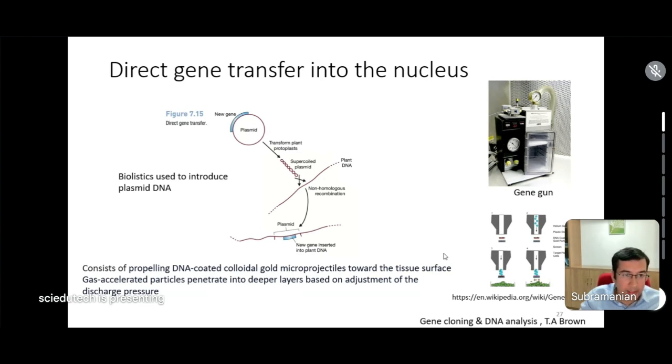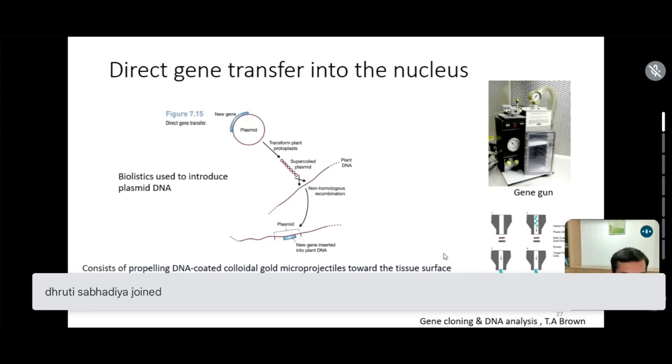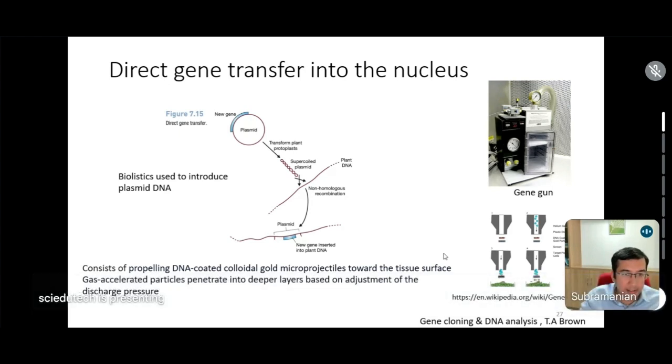So you can use biolistics to accelerate this DNA with the microcarrier particles, and that can lead to homologous recombination of the plasmid with the plant DNA, and then you have the gene randomly incorporated into the plant DNA. Next slide, please.